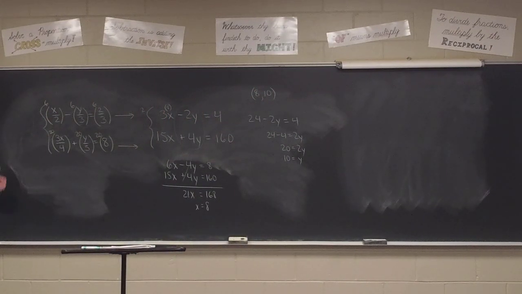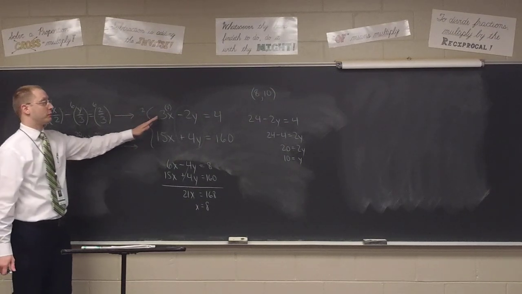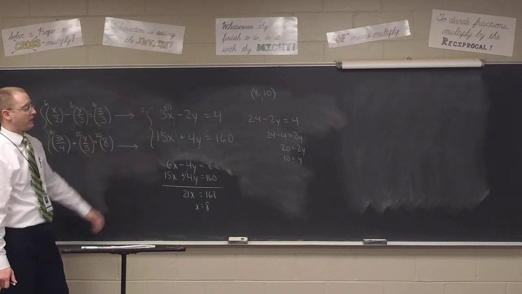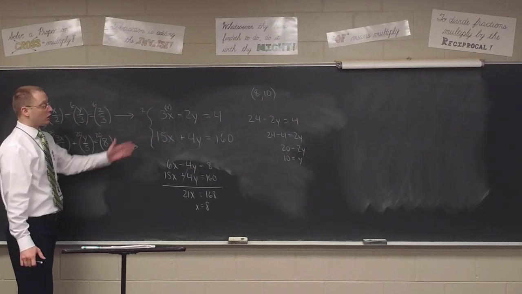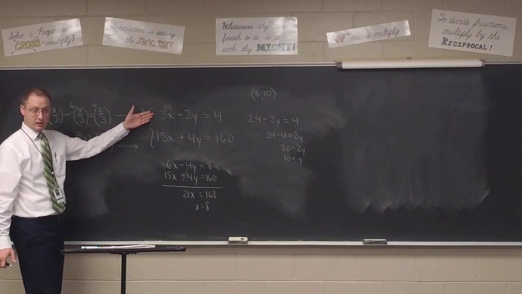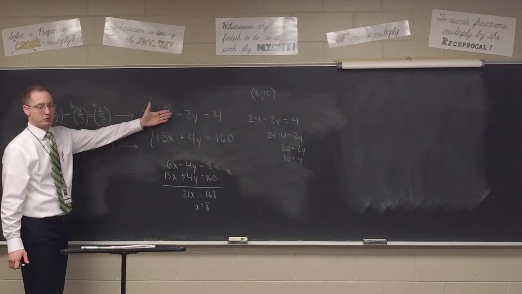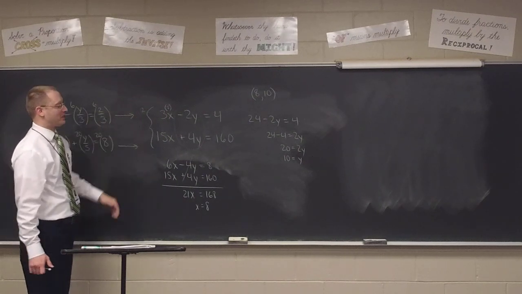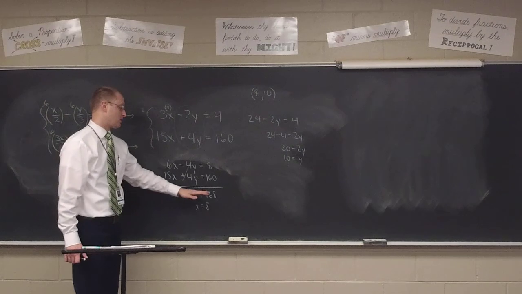Check your work. Make sure you multiplied everything in the top by 6, everything in the bottom by 20. Should have gotten equations of 3x minus 2y equals 4, 15x plus 4y equals 160. Could have multiplied the top by 5 and then changed the sign somewhere, but it's a lot easier just to multiply the top by 2. So I got rid of the y, multiplied the top by 2, ended up getting 21x equals 168.